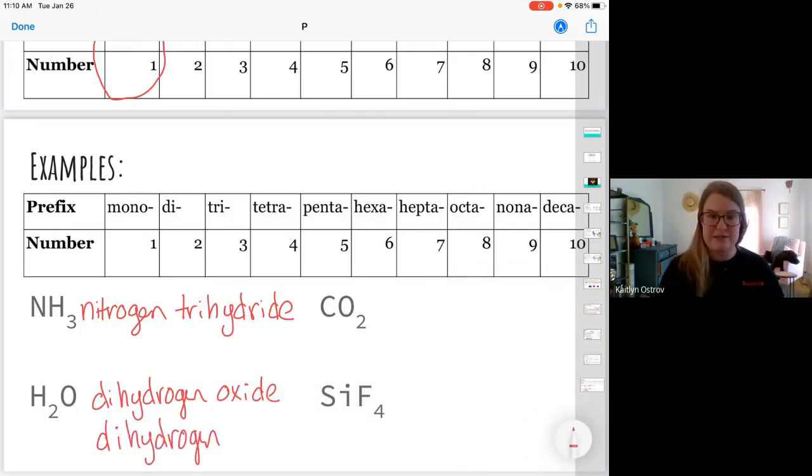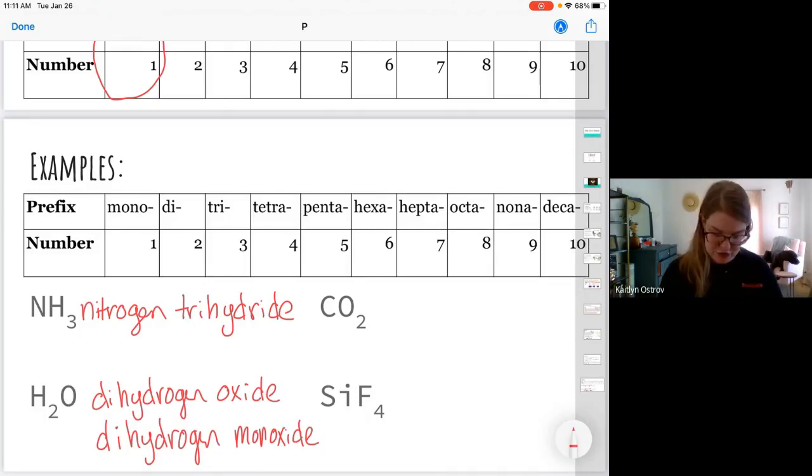If you're using that prefix, a lot of times if it's like 2 vowel sounds in a row, you wouldn't say monooxide, you would drop one of those O's and just say monoxide. So same thing with penta, you wouldn't say pentaoxide, you would just say pentoxide.